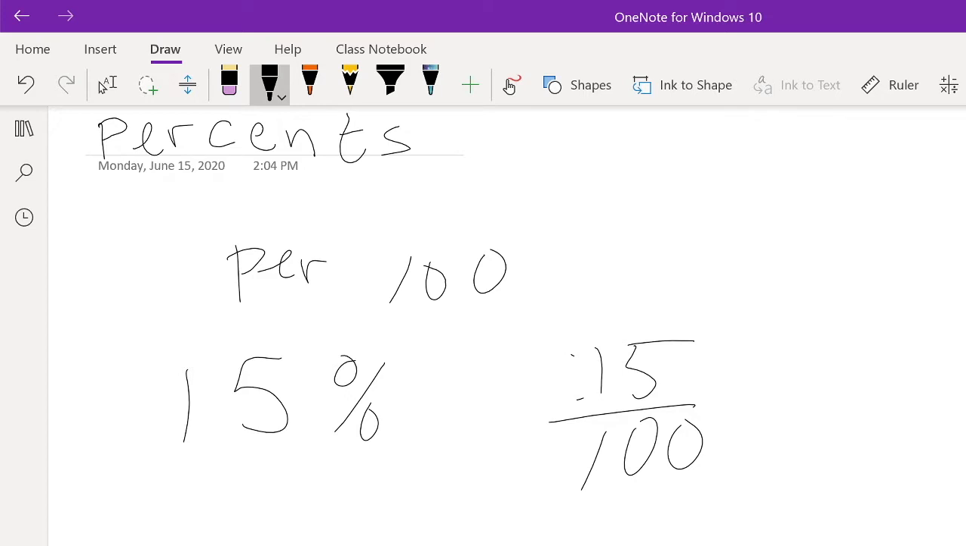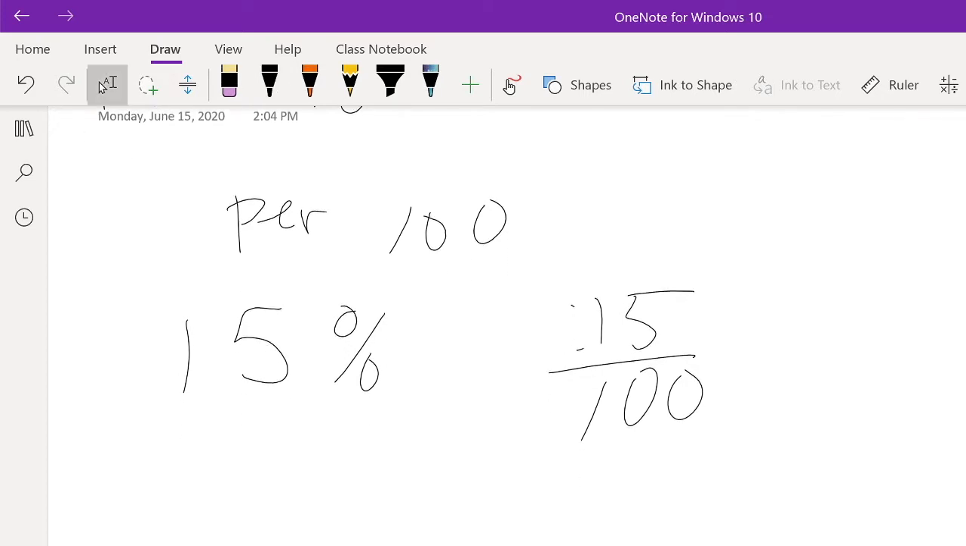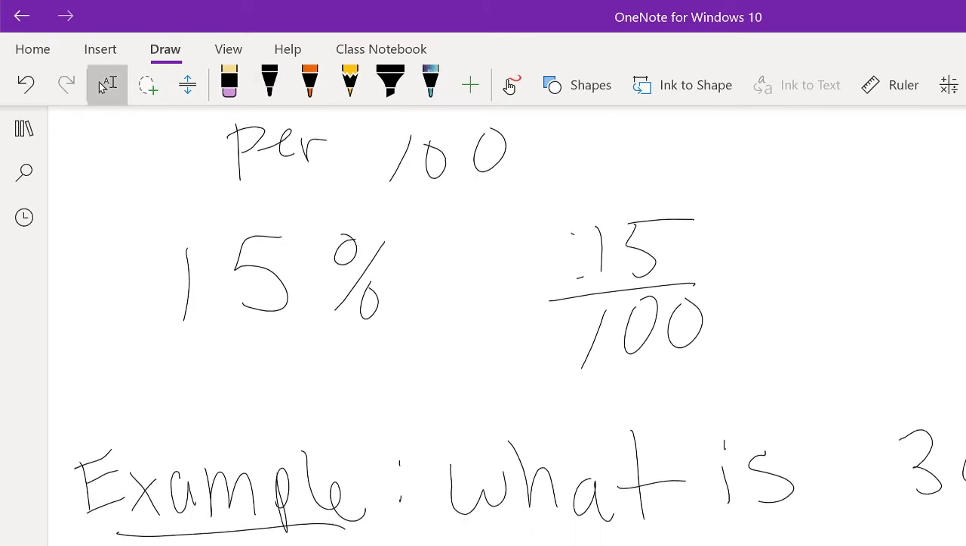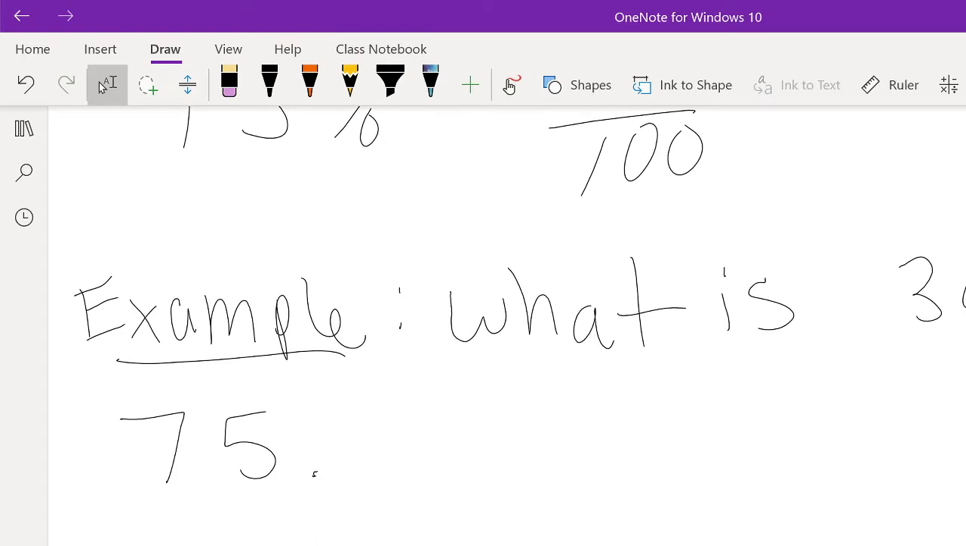Now, a basic percent problem would be something like calculate. So an example would be, what is 30% of 75? Okay, so this would be a basic problem. There's no story behind it. It simply asks you to calculate a number.